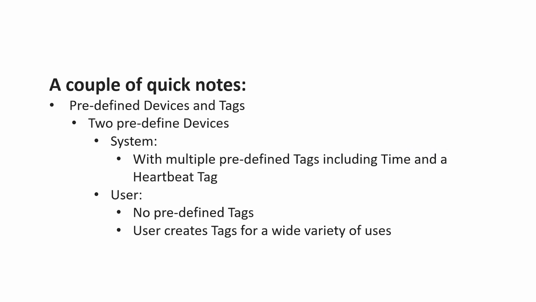As I mentioned about the system tag with the time, there are two predefined devices within the gateway called system and user. The system device has a variety of pre-programmed tags, one of which is a time tag and a heartbeat tag. I'm actually going to use that time tag in the example we'll show here. The heartbeat tag can be used to determine, via ladder logic in the PLC, that a connection exists between the gateway and the PLC.